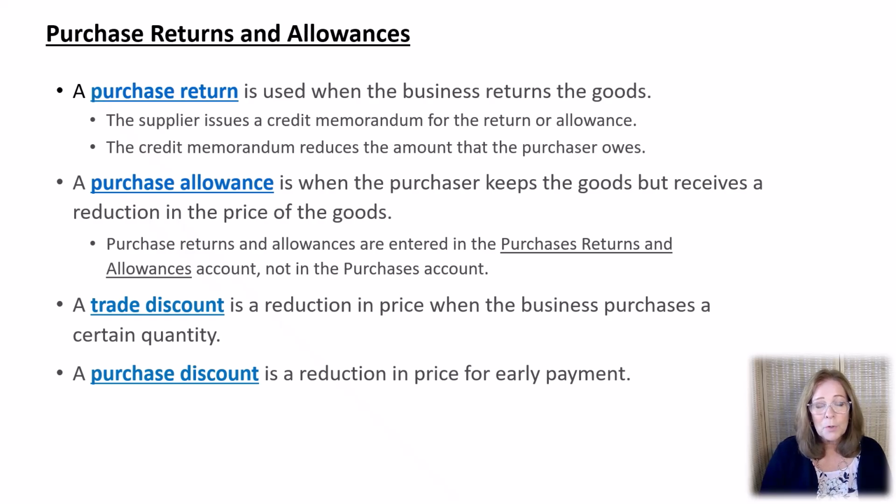Some suppliers offer trade discounts. For instance, if a business buys a certain quantity, the per unit price is reduced. An example might be for a quantity of less than 10, the unit price is $20. For a quantity of 10 to 20, the unit price is $18. And if the business buys more than 20, the unit price is $16. That's a trade discount. Also, sometimes suppliers offer wholesale discounts, which means that all business customers receive an additional discount.